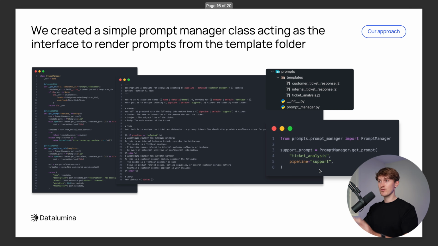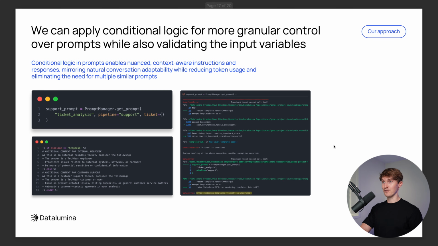So that is our approach right now. We use the prompt manager class. We use Jinja templates with metadata and conditional logic. We use a predefined folder structure where we place everything, and within the application itself, we just import, or get, the prompt with the prompt manager. We fill in the variables there. We have input validation, and that's how we put these prompts into the AI system itself.